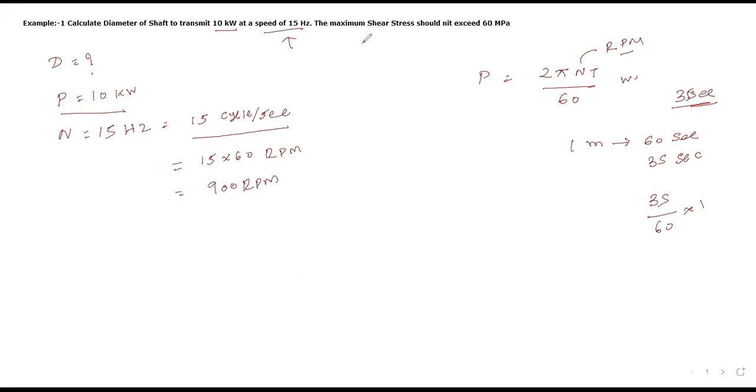In the data it is also given that the maximum shear stress should not exceed, this is not a NOT, 60 megapascal. So tau is given, 60 newton per mm square, 60 megapascal, that is nothing but 60 newton per mm square.